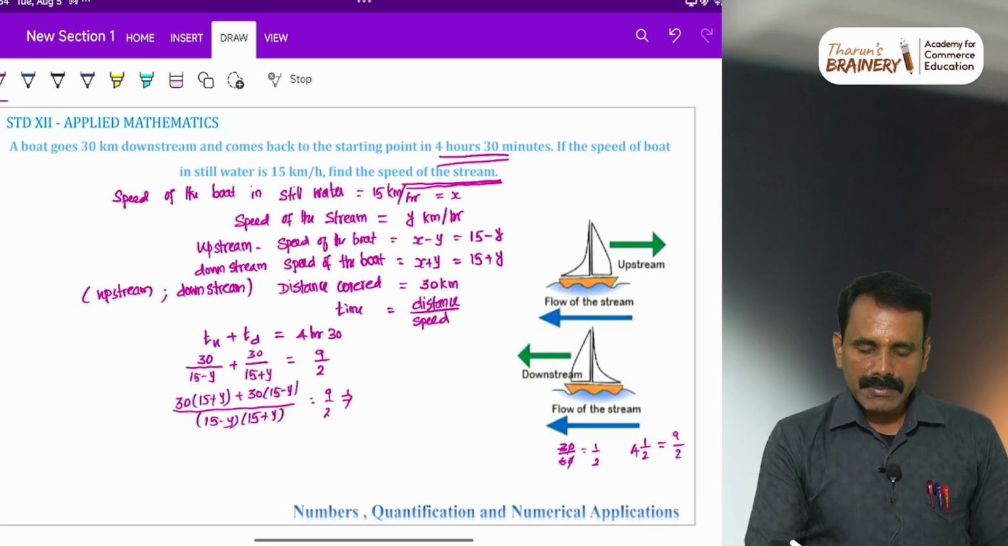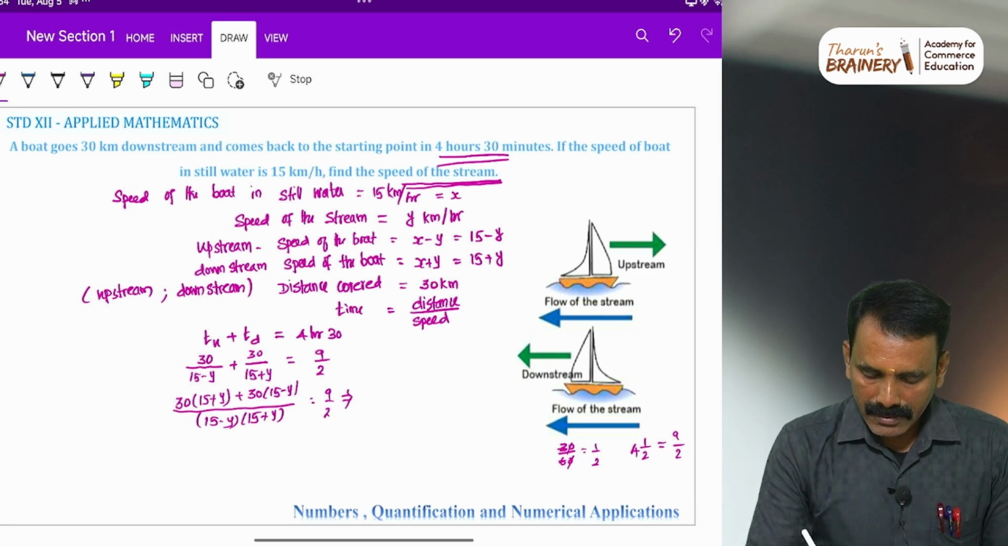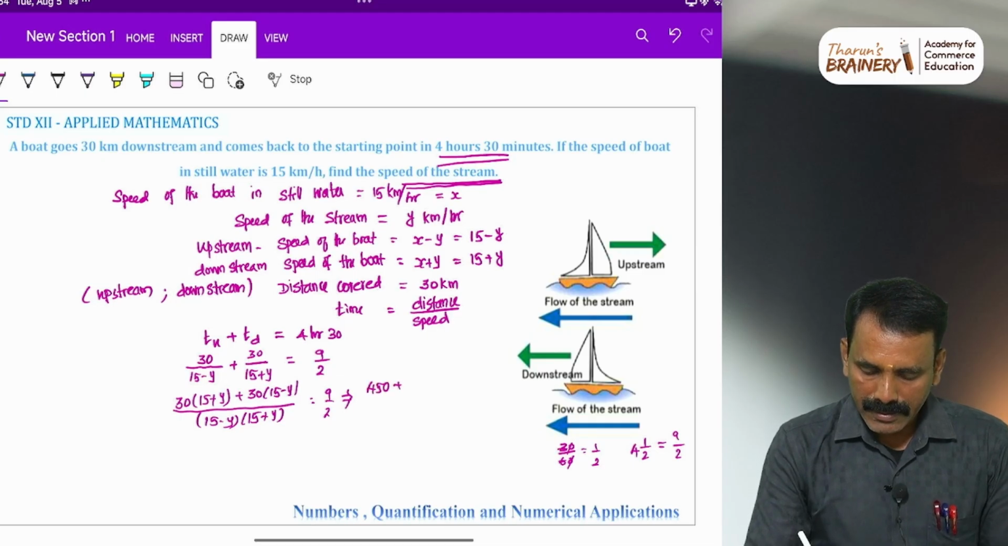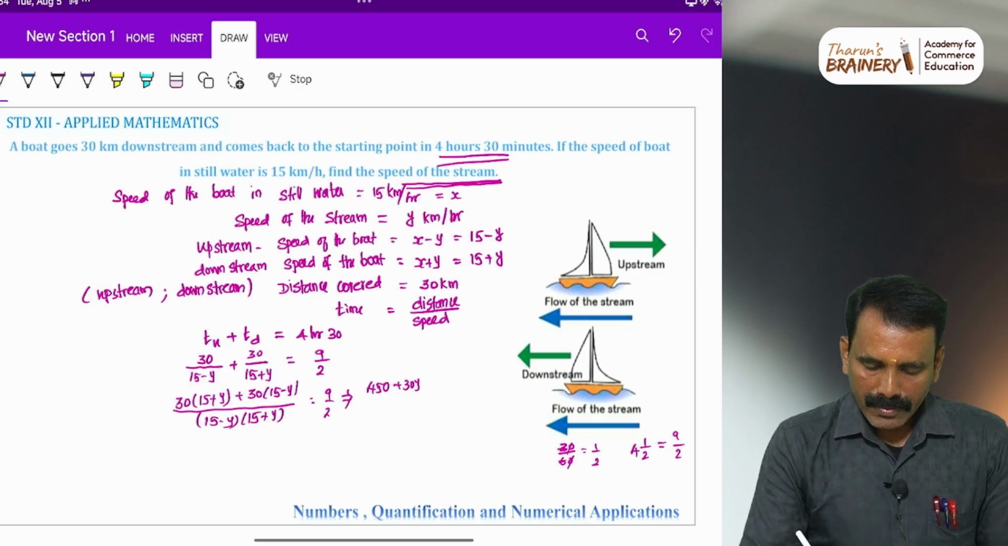We simplify this expression. 30 into 15, 450 plus 30y, again 450 minus 30y, divided by a minus b into a plus b. So it is 15 square minus y square, that is equal to 9 by 2.